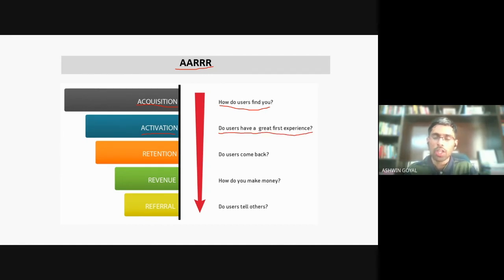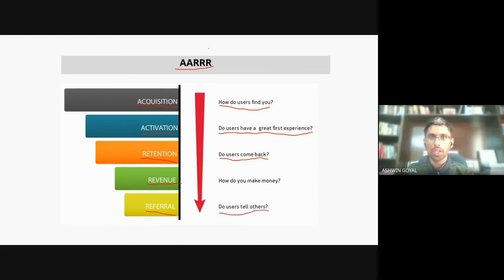This can be booking a cab on Ola. That is activation. Now, once the user has booked a cab, we talk about retention. So, do users come back? That is retention. And then, since it's all about money, all these tech products exist today just to make money. So revenue is definitely one thing that we need to consider. How do you make money? And finally, referral. Do users tell other users?